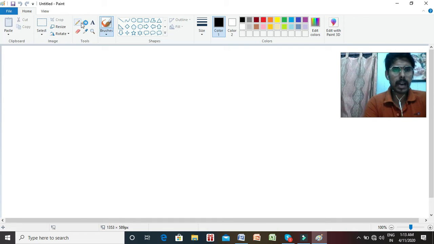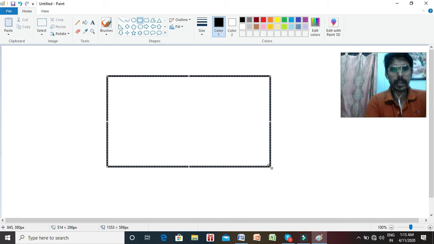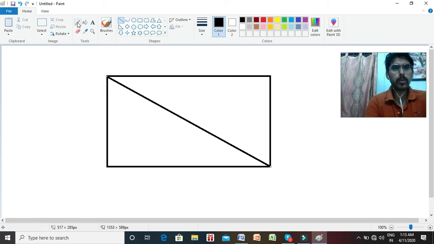So yes, we have the diagram now. Let us understand how the diagram is. This is the rectangle, and let us say this is the diagonal of the rectangle. And we have the dimensions. The length of the rectangle is 30 meters more than the shortest side. Let us take the shortest side as y. So 30 plus y will be the length.